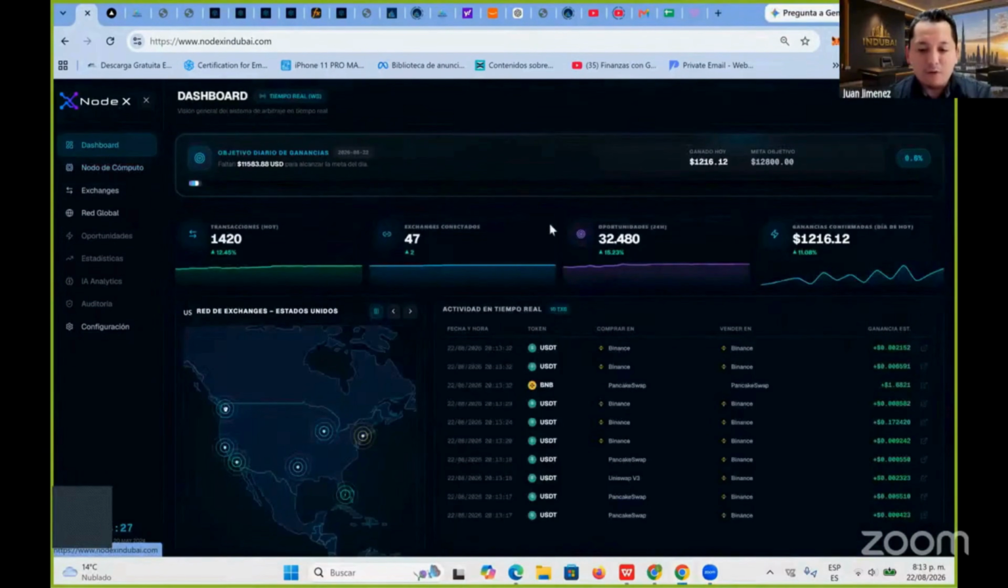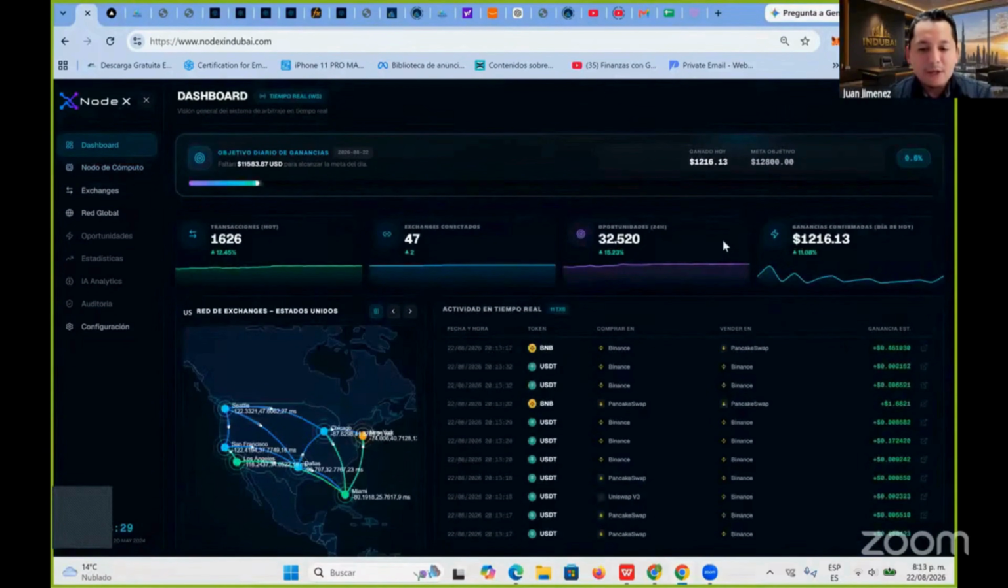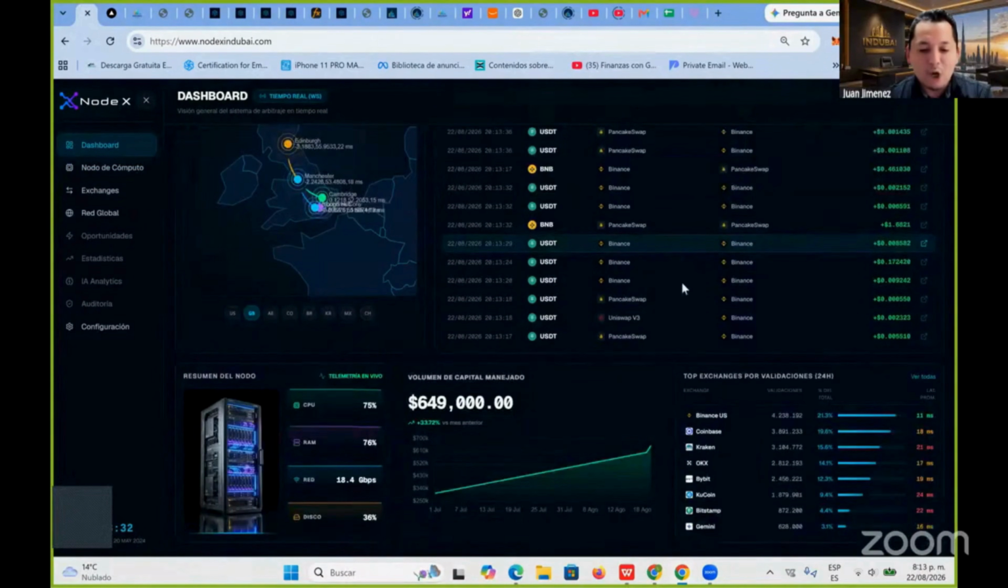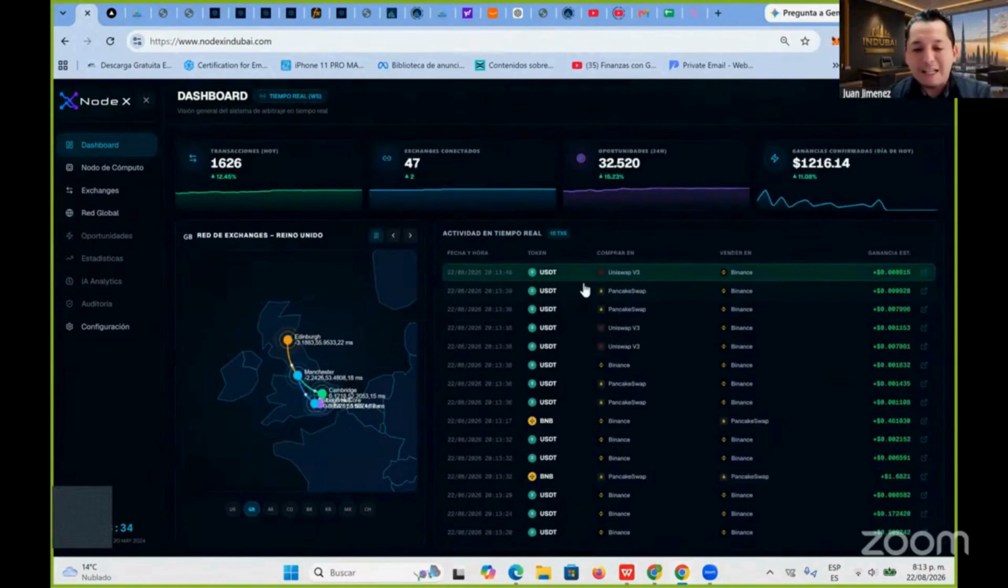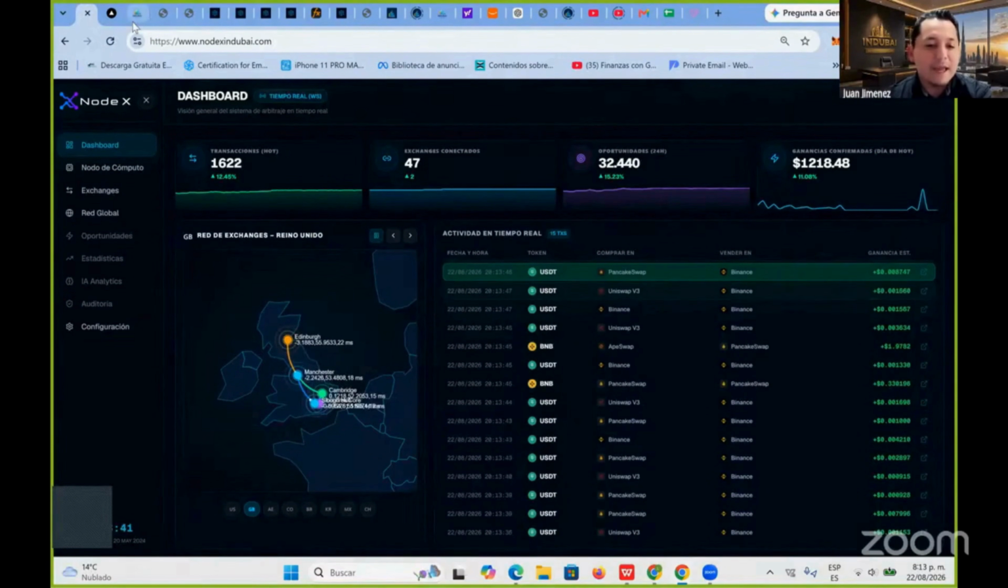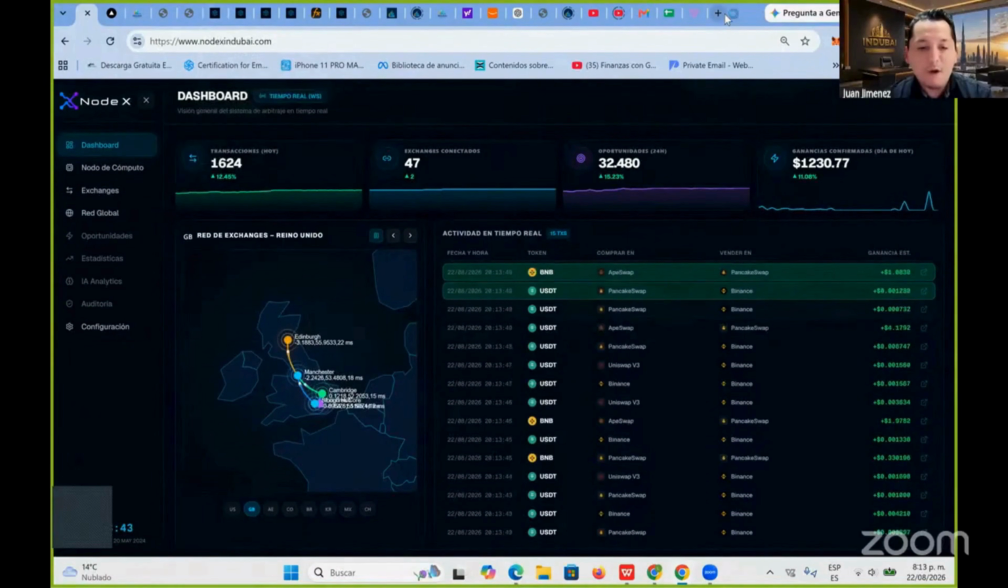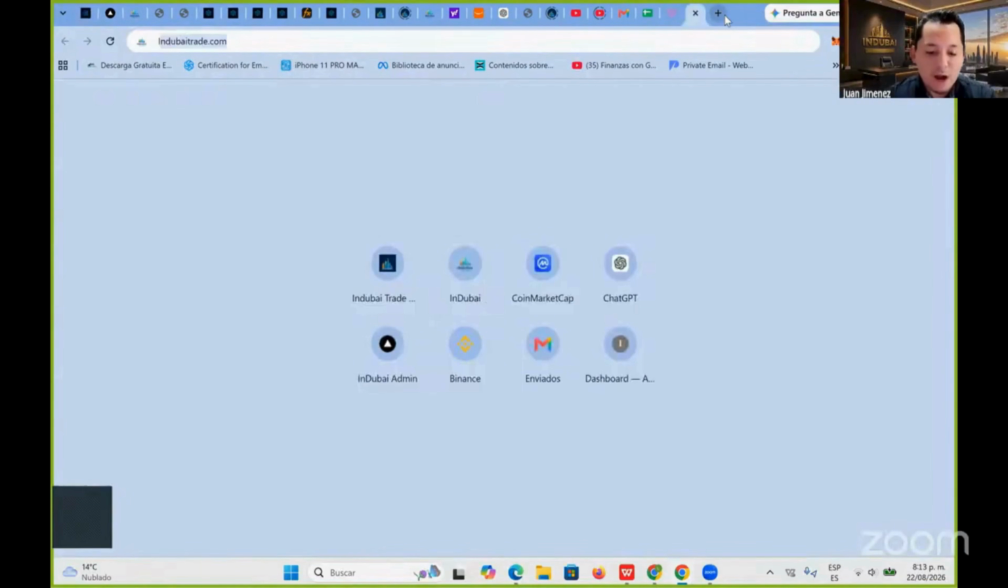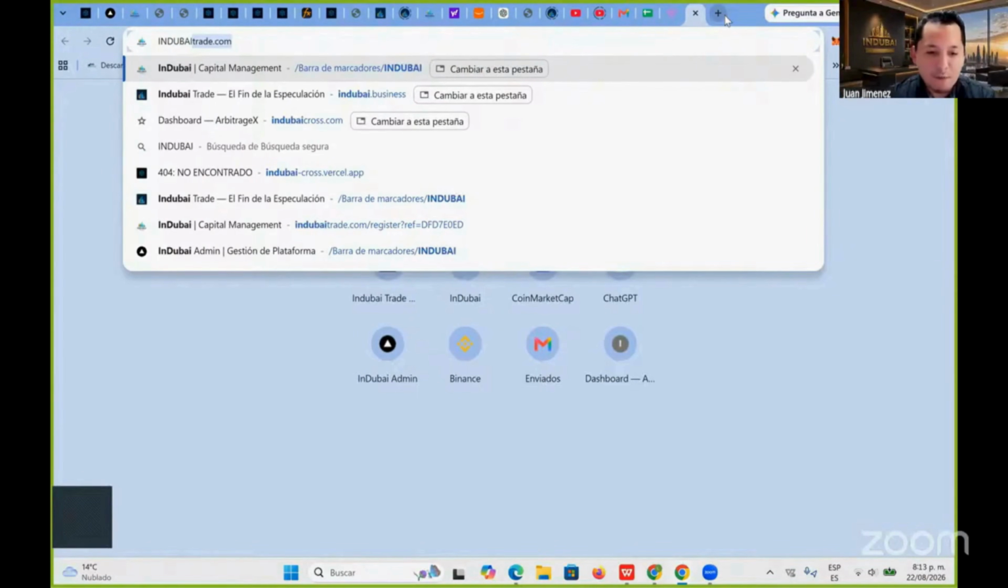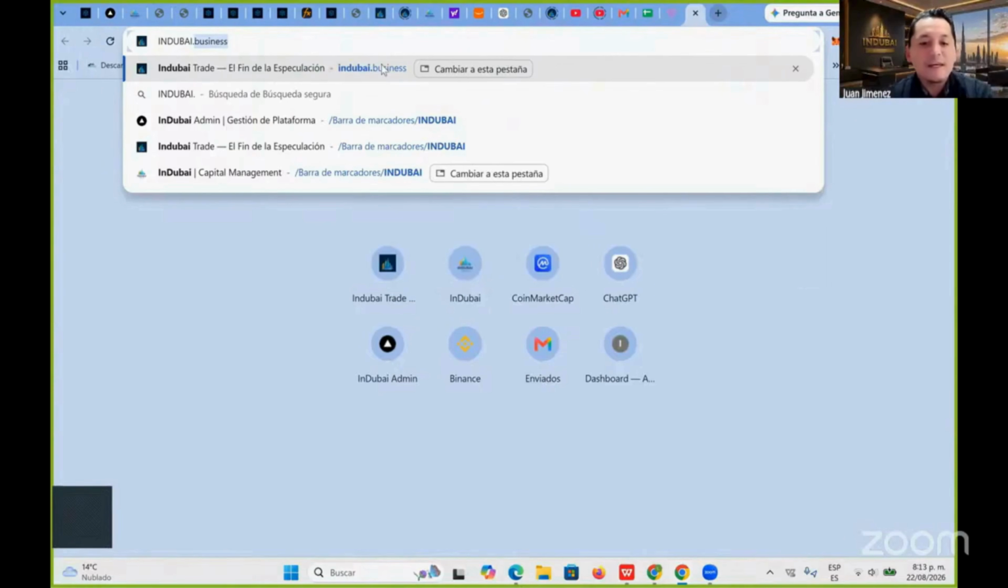Here on our dashboard, you can see everything that is operating, how it is generating results, and how it is operating in different parts of the world. But before going into detail about this tool, let me explain a little, and you can go to our Indubai page. You are going to search for it like this, indubai.business.